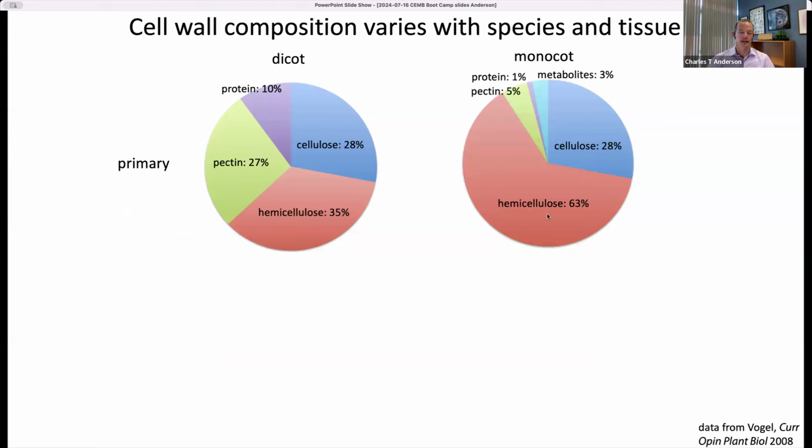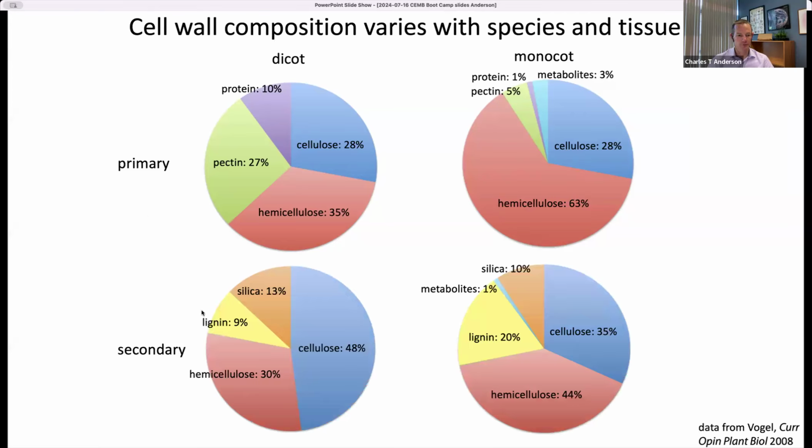So cell wall composition not only varies between primary and secondary cell walls, but it varies across different plant species and even tissues within those plant species. So one of the main divisions of flowering plants is eudicots or dicots versus monocots, which include grasses. So in dicots, there tends to be more pectin in the primary cell wall. In monocots, there tends to be less pectin and a bit more hemicellulose. There's roughly the same amount of cellulose in both. And there's some number of cell wall proteins, which are more abundant in dicot primary walls.